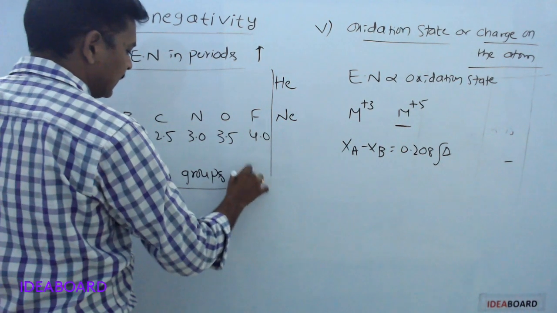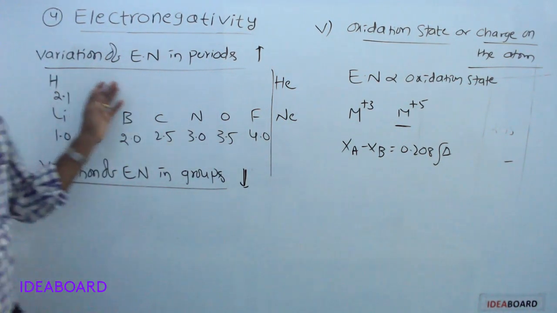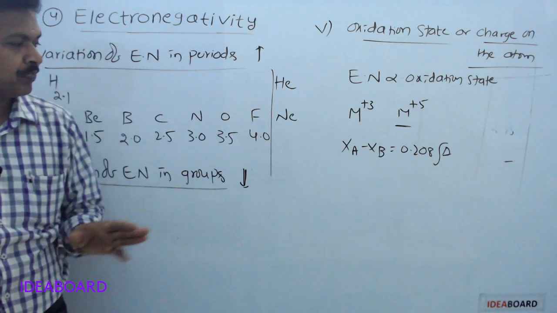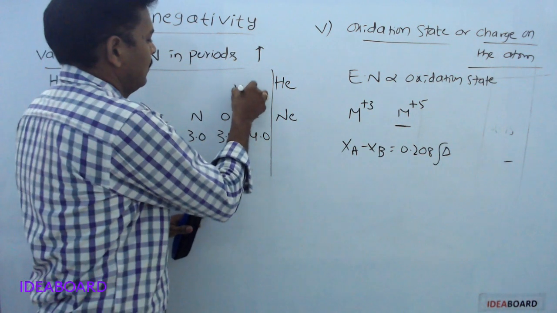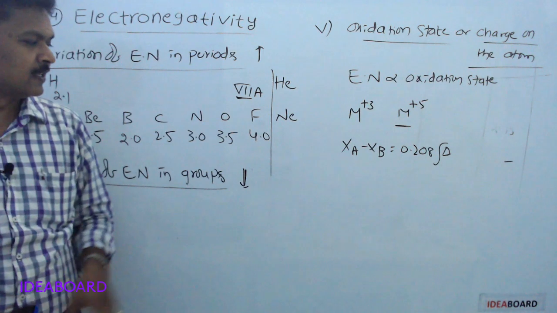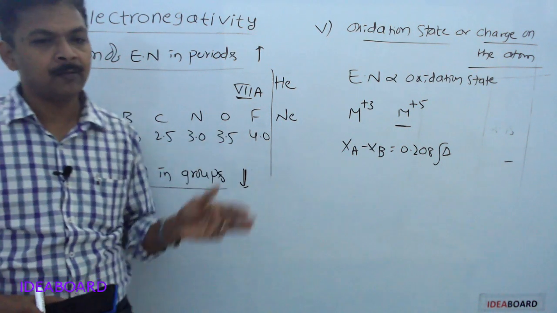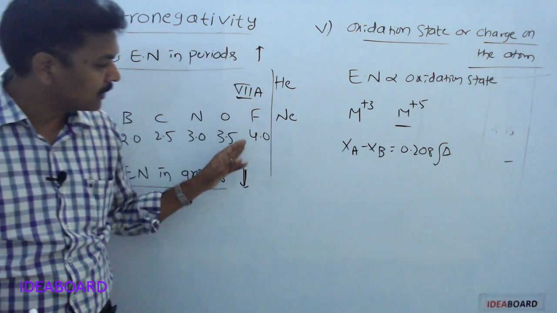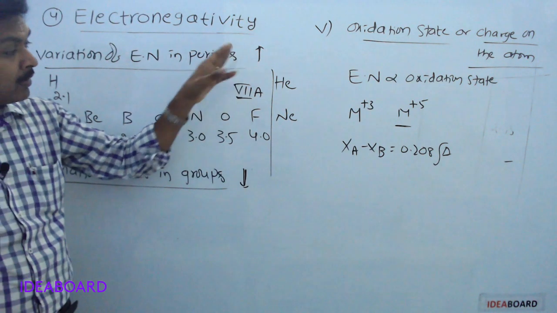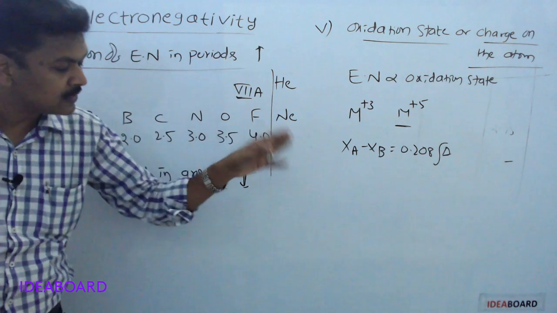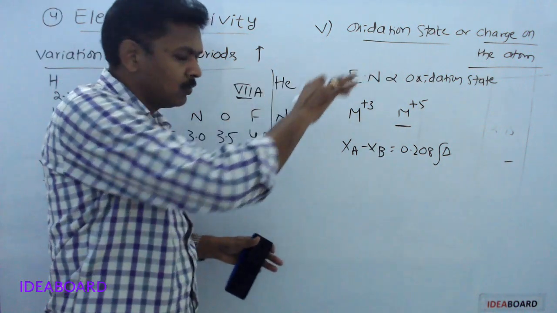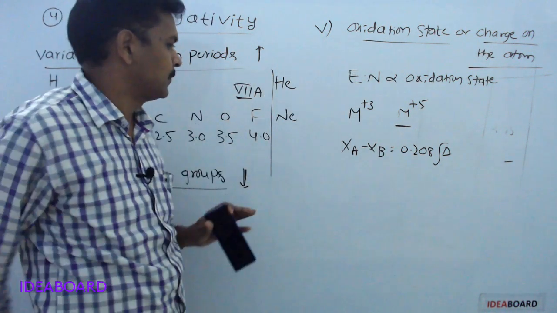In groups, it decreases. So in the periodic table, which group elements have highest electronegativity? 7th A group elements, or 17th group elements, or halogens: fluorine, chlorine, bromine, iodine, astatine. They have highest electronegativity. For zero group elements, 0. They do not have tendency to attract the electrons.